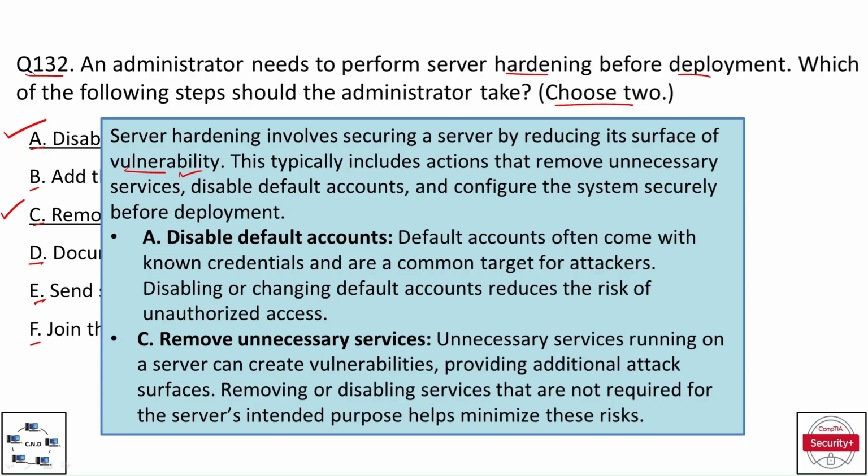So option A, disable default accounts. Default accounts often come with known credentials and are a common target for attackers. Disabling or changing default accounts reduces the risk of unauthorized access. And option C, remove unnecessary services. Unnecessary services running on a server can create vulnerabilities, providing additional attack surface. Removing or disabling services that are not required for the server's intended purpose helps minimize these risks.